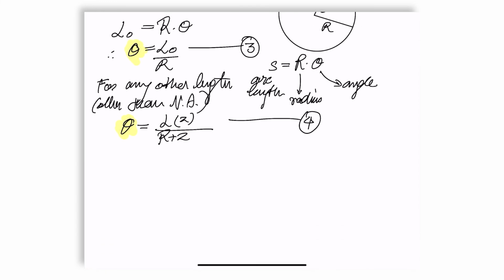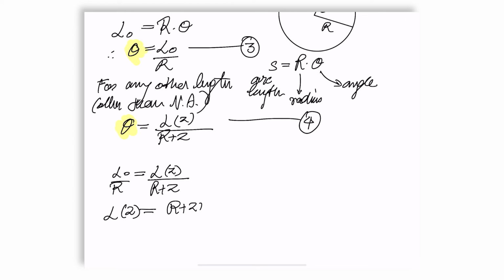so we can hopefully equate these. We get L naught by r is equal to Lz, because the angle is the same, remember, upon r plus z. It's obvious. This means we can simplify and we get L of z is equal to r plus z upon L naught by r.